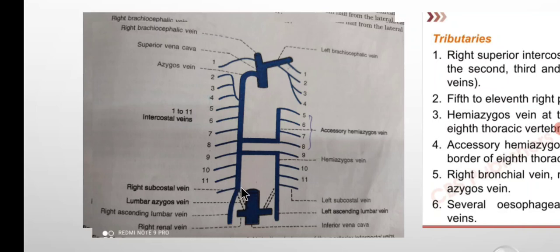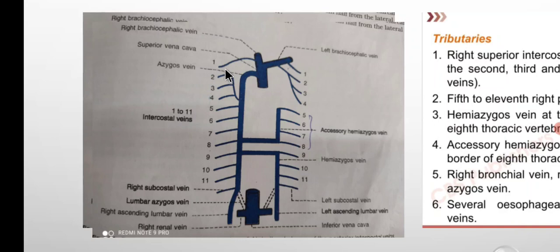into this azygous vein. At the level of T8 thoracic vertebrae, so this is at this level, T8 thoracic vertebra is present. On the upper border it receives a tributary, that is the accessory hemiazygous vein, and at the lower border of T8 thoracic vertebra it receives a tributary, the hemiazygous vein. Along with it, it also receives tributaries from esophageal, mediastinal and pericardial veins.